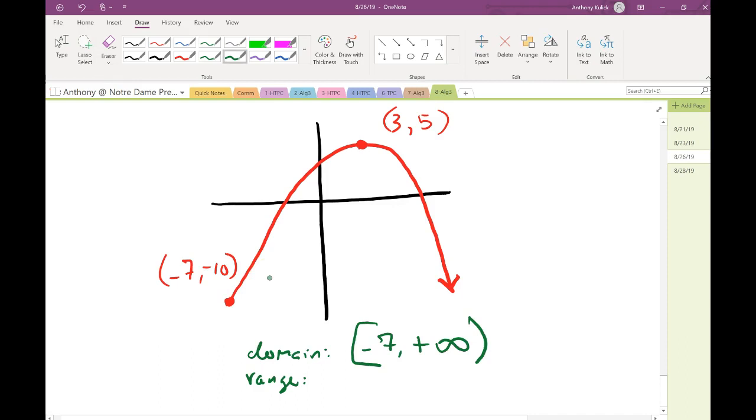Let's do the range. The lower bound for the range would be? It's not -10. It is -infinity. We have an arrow pointing down, which means all the stuff from the arrow is going to be below -10. The upper bound here would be +5. That's the highest point, or the y-coordinate from the highest point.